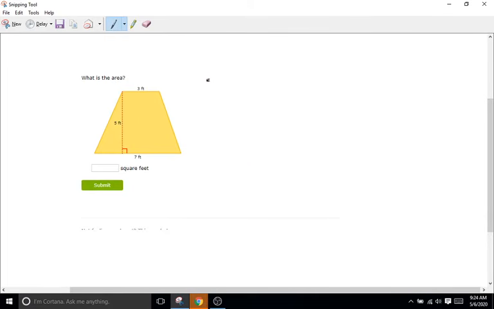Okay, so I'm going to write the formula out. So I have A equals 1/2 (A plus B) multiplied by the height. Okay, so we'll do 1/2, and it doesn't matter what side you do for A and B. Typically A is the shorter one and B is the longer one, but again, doesn't really matter. So we'll do 3 plus 7, and then times the height, which is 5.